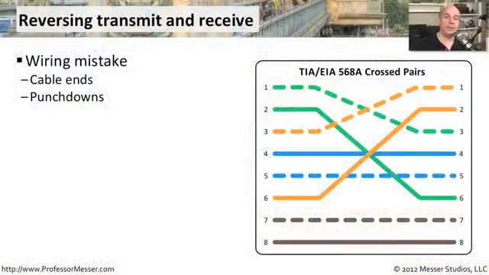If you were to find a piece of cable where the transmit pairs and the receive pairs have been reversed, this is probably a cabling issue. It's one where someone has put the connectors on and wired them wrong at the connector, or perhaps at the patch panel, the send and the receive has been swapped around.